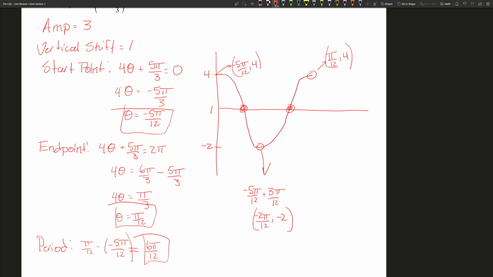And then half of that distance, so the distance between our minimum and this point is half the distance. So the distance between those two is 3π/12. Half of that is 3π/24. And we have to add that to this point.